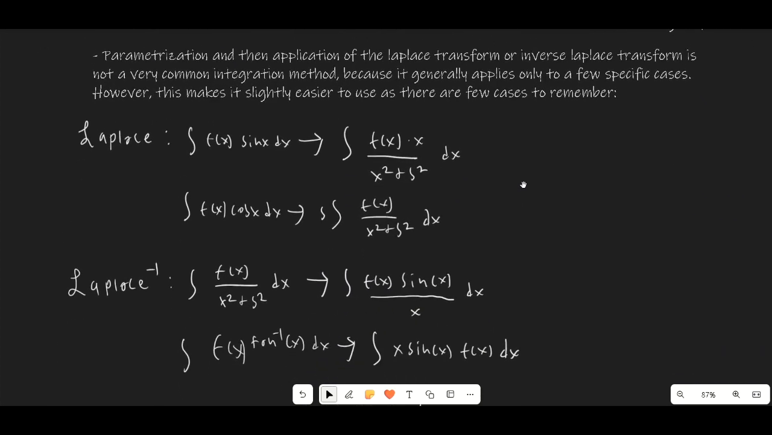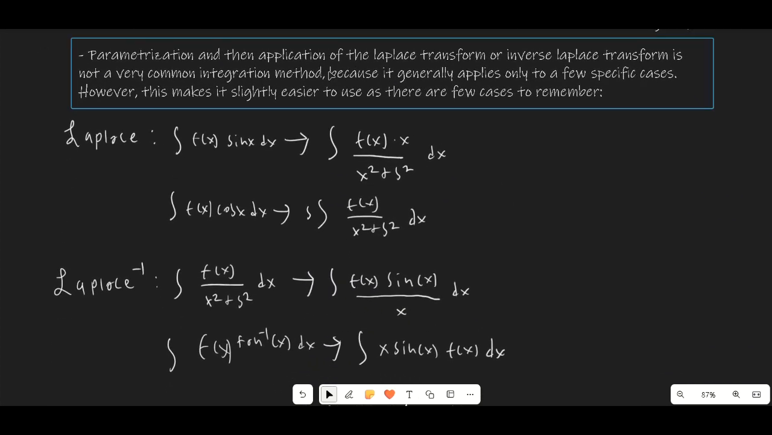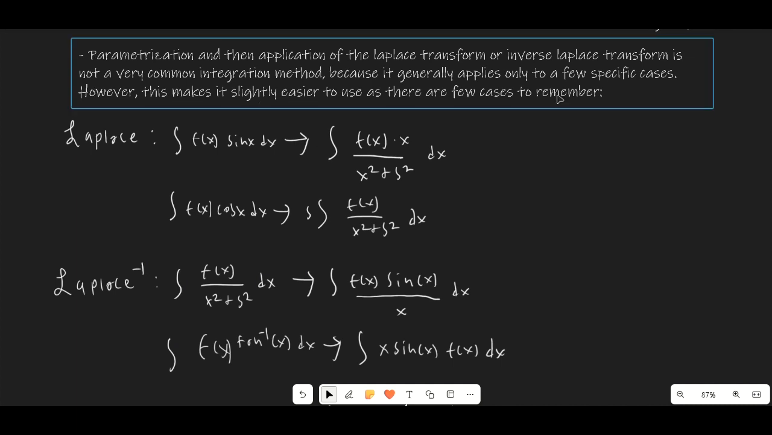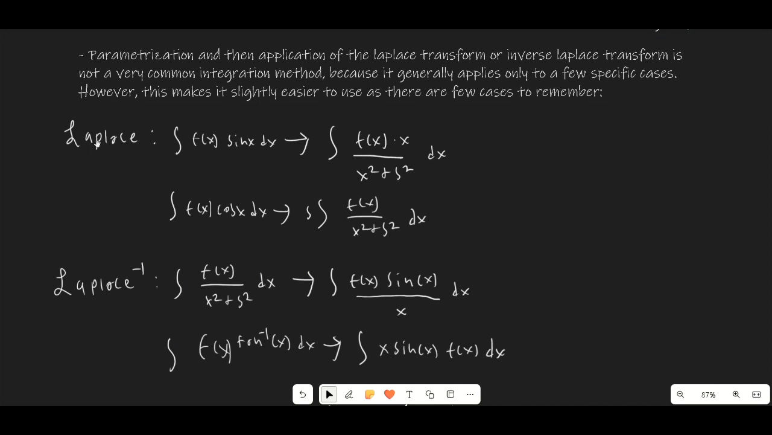So parametrization and the application of the Laplace transform or inverse Laplace transform is not very common, so it only applies to a few specific cases, which is, again, what makes it so much easier to use because there are so few cases that you actually have to remember. So here we have for the Laplace transform, if you have some function f of x times sine of x, if you write this as a function, I of t is f of x times sine of tx, and then you take the Laplace transform, you're going to end up with f of x times x over x squared plus s squared.